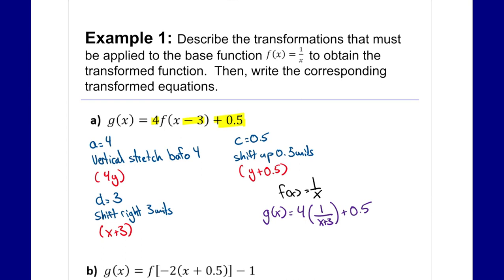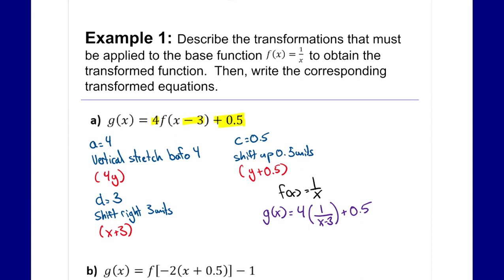So we can see kind of a similarity between our transformed function and our general function, right? We see the 4 and the plus 0.5 on its own. We see the minus, oops, I made a mistake. It should be minus 3. Right? So we see the minus 3 in brackets with the X, similar to our general transformation.